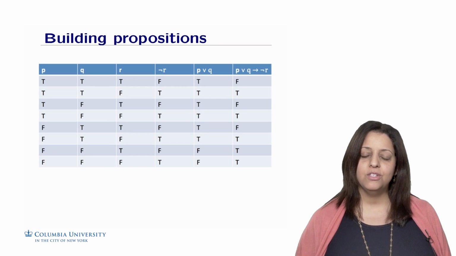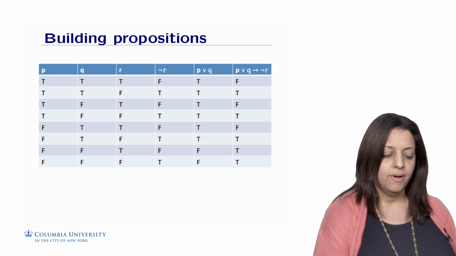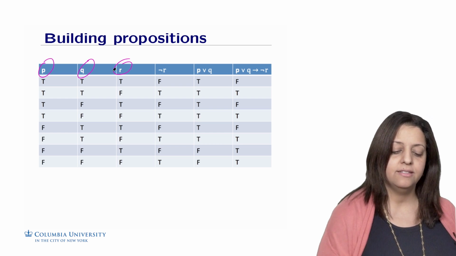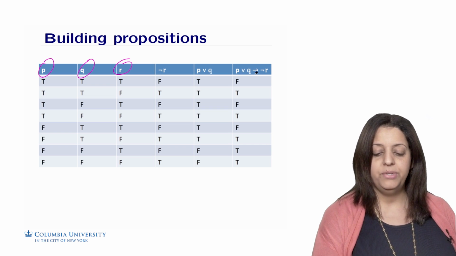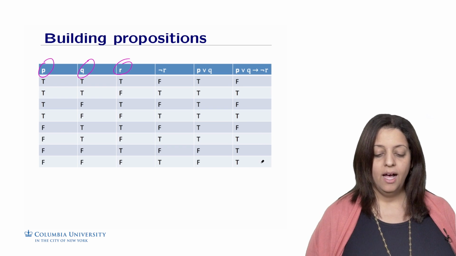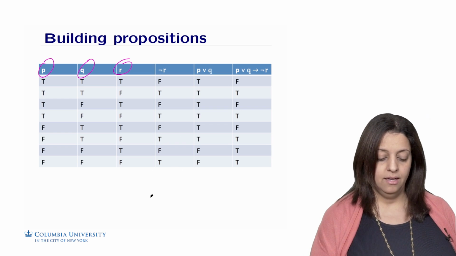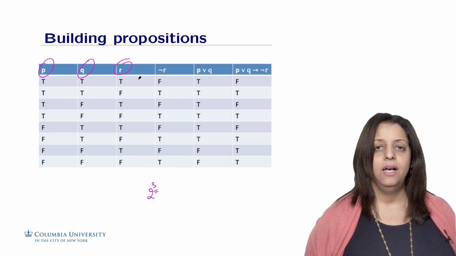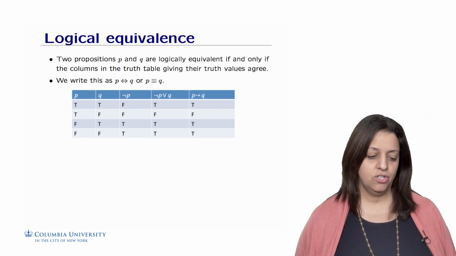We can build larger and larger propositions. For example, given the three propositions P, Q, and R, it's possible to build a proposition that's composed using connectors composing P, Q, and R. So for example, P or Q implies R is a proposition. This truth table is actually made of 8 n-tuples because we have 2 to the 3, given that we have 3 proposition symbols.